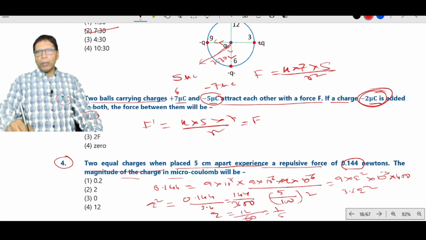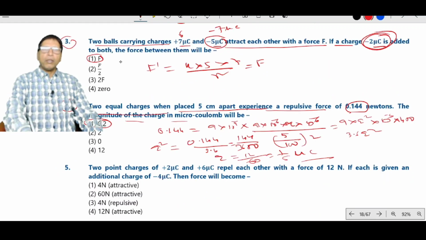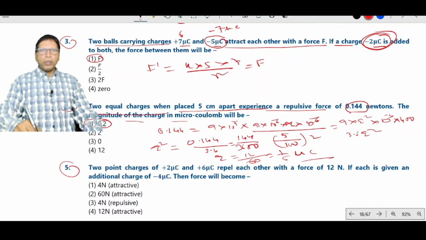That is 1 by 5 microcoulomb. Look at this, 1 by 5 microcoulomb means this is 0.2 microcoulomb. Okay. Now question number 5.